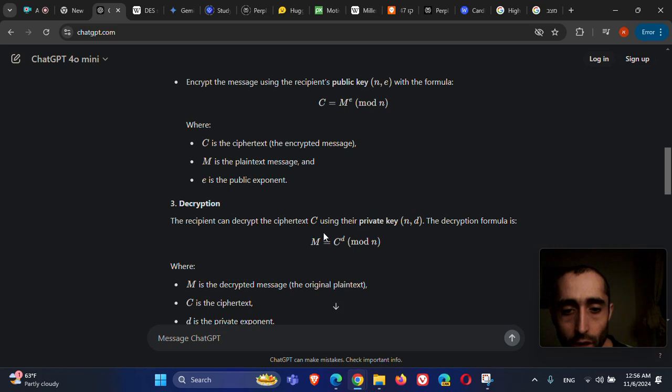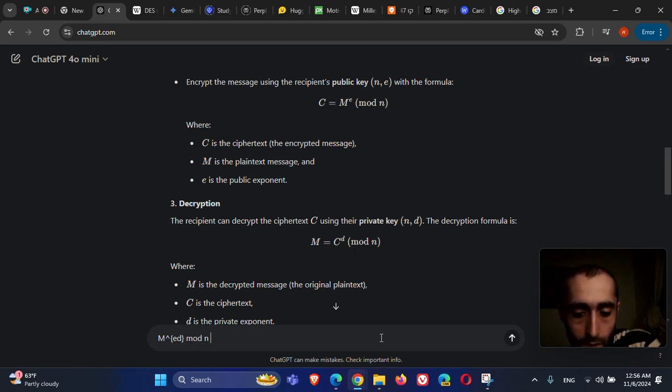For the decryption, to get m again, what I do is take c to the power of d. Think of this part as c. Now, take it to the power of d, what will you get? You will get m to the power of e, and then you take it to the power of d, all in mod n.